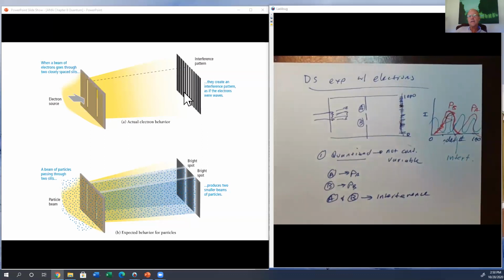So this is a little bit puzzling because on the one hand, they come through as individual particles, but on the other hand, they're forming this interference pattern. So what can be happening?